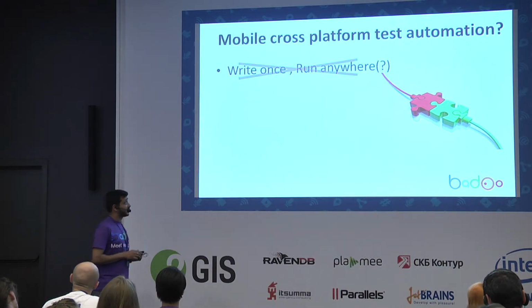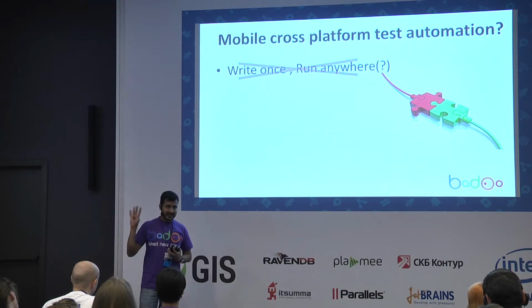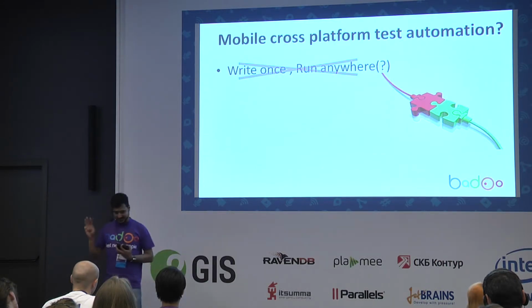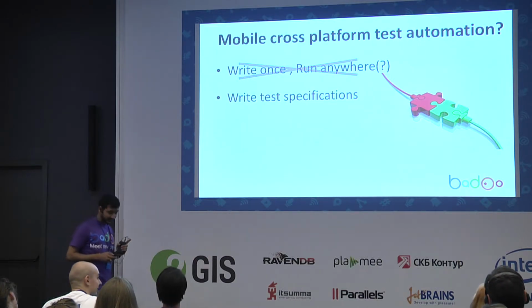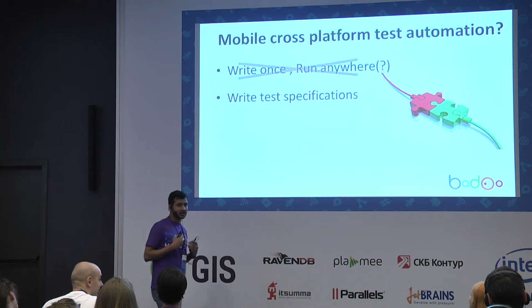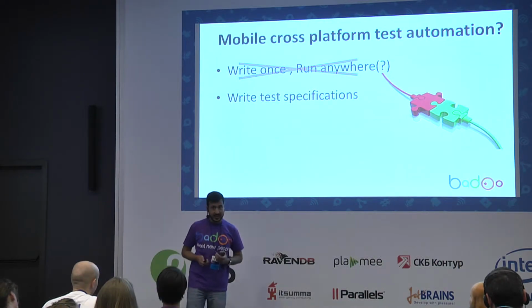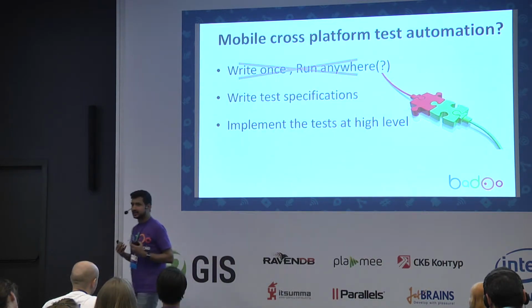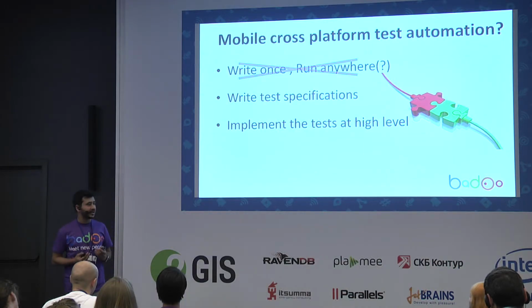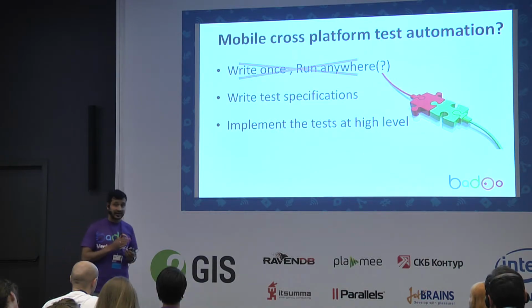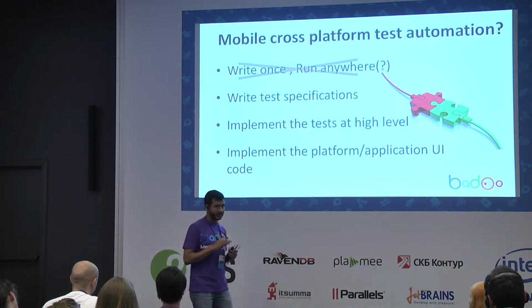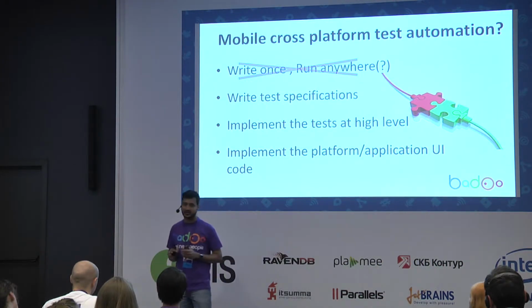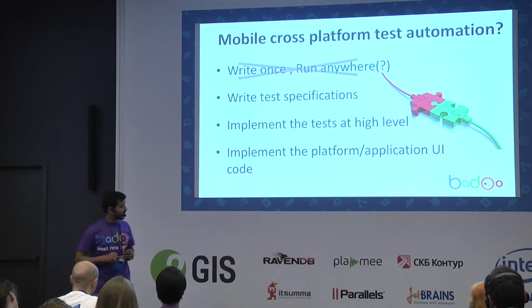So we should actually follow three simple steps. The first one, write the test specifications. Write what you want to test, and then implement those test specifications at a high level, so it doesn't have any platform specific code. And then you write your low level code, whether it is application specific or platform specific. Once you write them, you can run the test cases.